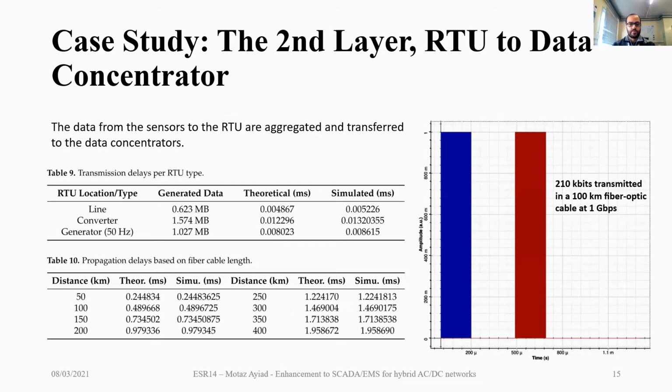In the second layer, which represents the delay between the RTU and the data concentrators, first we start by estimating the data that has been generated via RTU. We have three different types of RTUs. First type is the transmission line, the second the converter, and the third is generator. After that, we were able to estimate the transmission delays and the propagation delays by simulating the results on OptiSystem software. On the right side, we can see the figure that represents the outcomes of the OptiSystem for transmitting 210 kilobits in a 100 kilometer fiber optic cable at 1 gigabits per second.